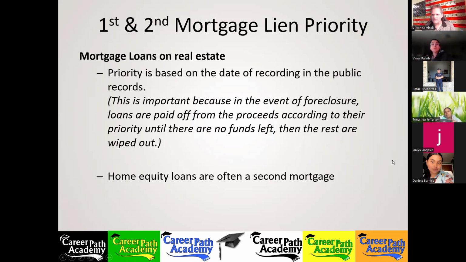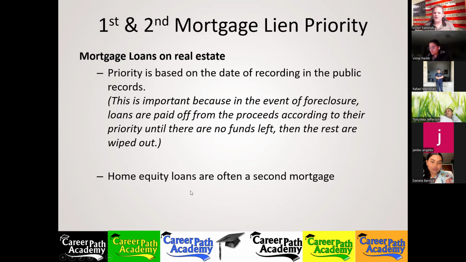Who recorded their lien first in the public records? There are two exceptions: taxes, because taxes always jump to the front of the line, and a mechanic's lien, which can be retroactively backdated to when the work was done or the materials were delivered. So the priority is based on the date of recording in the public records. And this is important because in the event of foreclosure, loans are paid off from the proceeds according to their priority until there's no funds left. Then any other liens that are left over get wiped out.